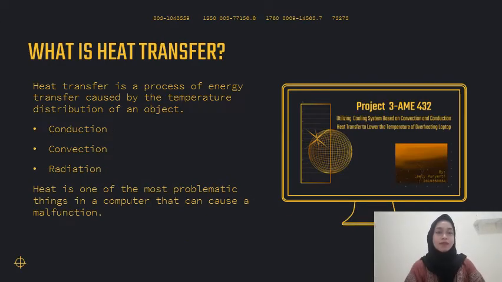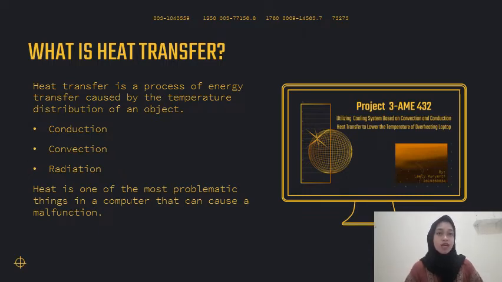First, let me explain about the heat transfer. Heat transfer is a process of energy transfer caused by the temperature distribution of an object. There are three modes of the heat transfer. For the conduction, it is a heat transfer that occurs due to the direct contact with two objects. And for the convection, it is a heat transfer that occurs between a surface and a moving fluid at a temperature difference. And the last is the radiation, which is a heat transfer that occurs due to the energy emitted by electromagnetic waves at different temperatures.